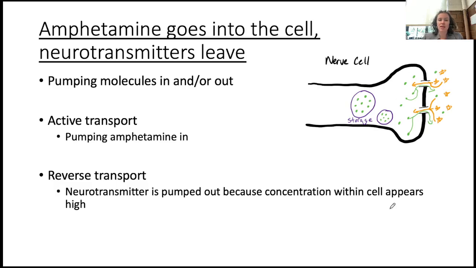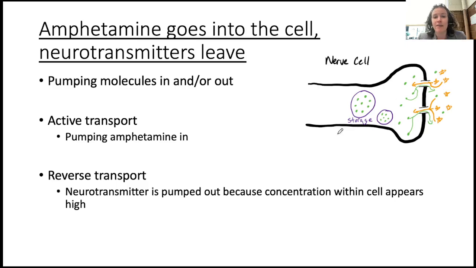And when that amphetamine is pumped in, the amount of neurotransmitter in the cell appears to be high. But really, it's not high, because what the cell is doing is mistaking the Adderall as neurotransmitter. So the cell is like, oh, I have enough neurotransmitter in me, I don't need to pump in anymore. So what happens is something called reverse transport. And that reverse transport allows the external amount of neurotransmitter to remain high after someone takes Adderall. And this is all because Adderall looks like a neurotransmitter. And so that's why we're seeing the positive effects of a drug like Adderall in people with ADHD.